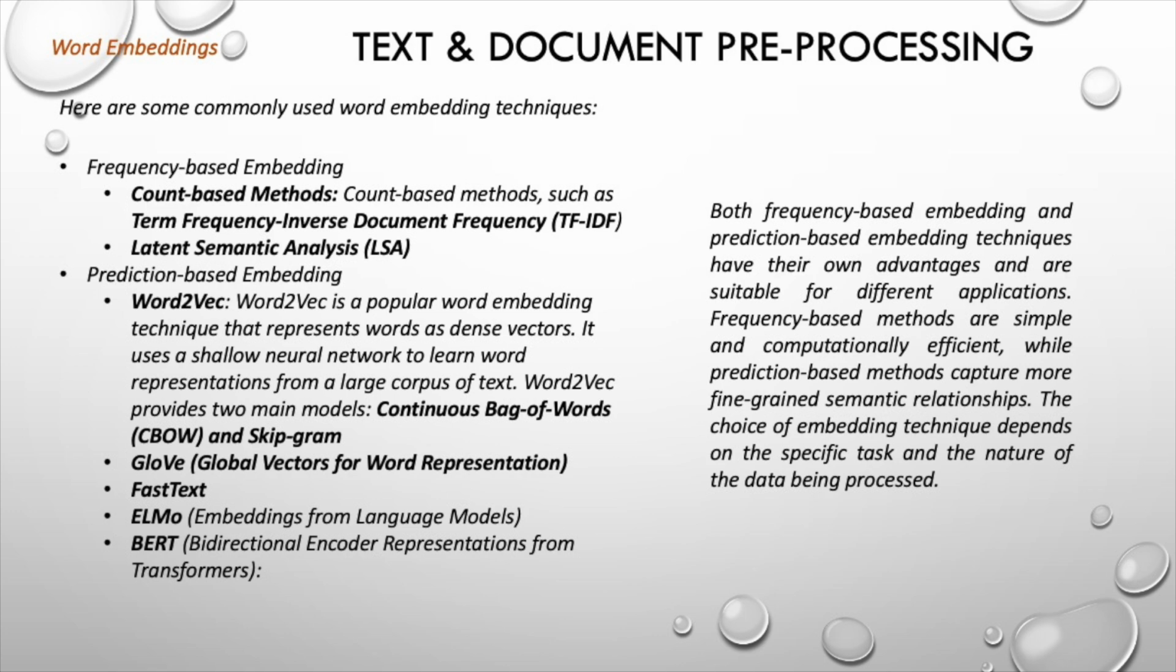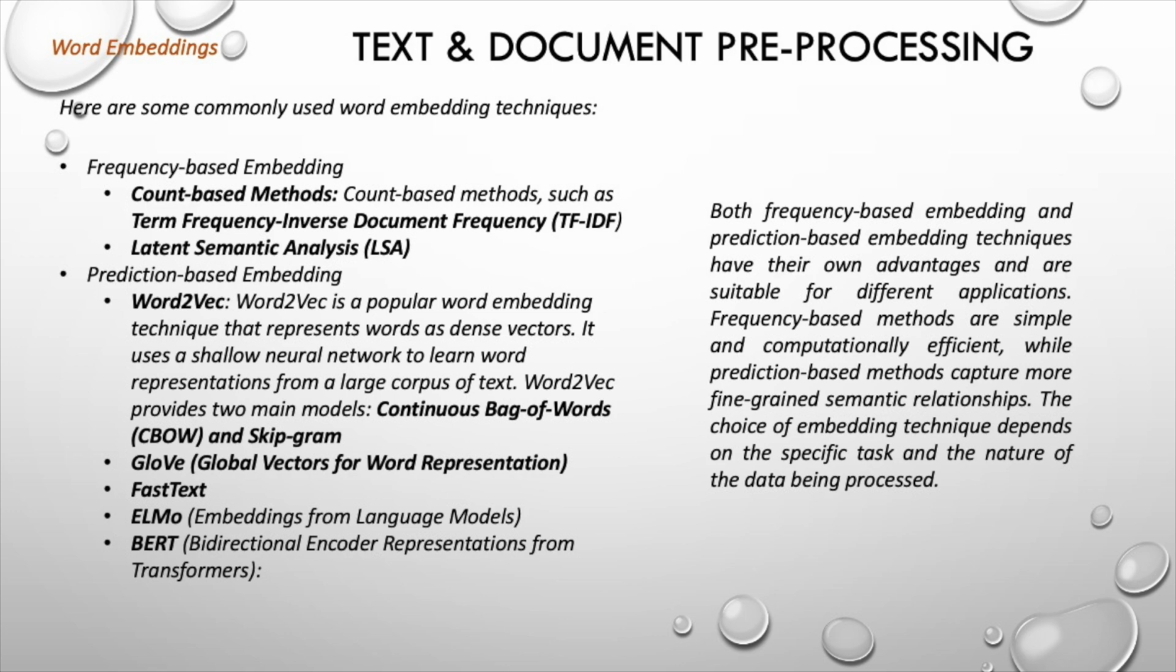BERT embeddings capture fine-grained contextual information and have achieved state-of-the-art performance in various NLP tasks. Transformer-based embeddings. Apart from BERT, other transformer-based models such as GPT, Generative Pre-trained Transformer, and GPT-2 have also been used for word embeddings. These models learn to generate text and can be used to extract word representations based on their internal states.